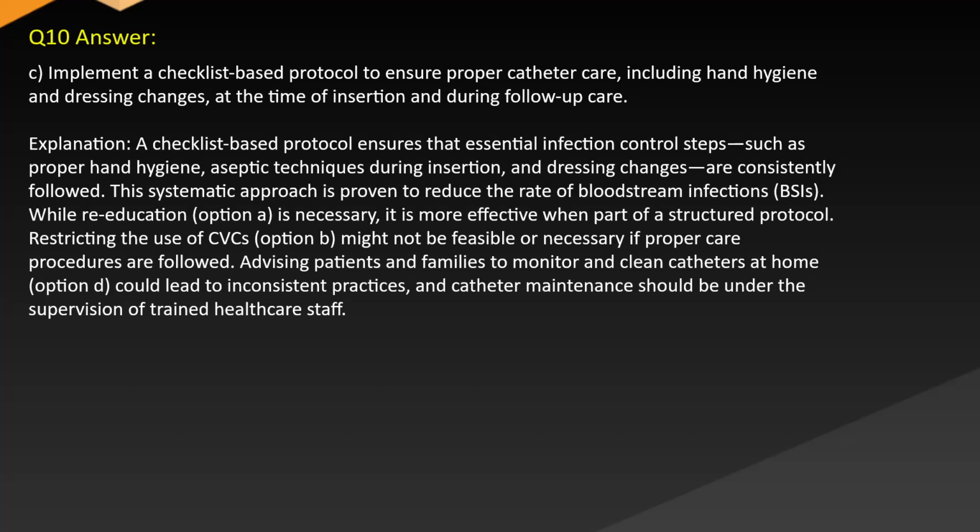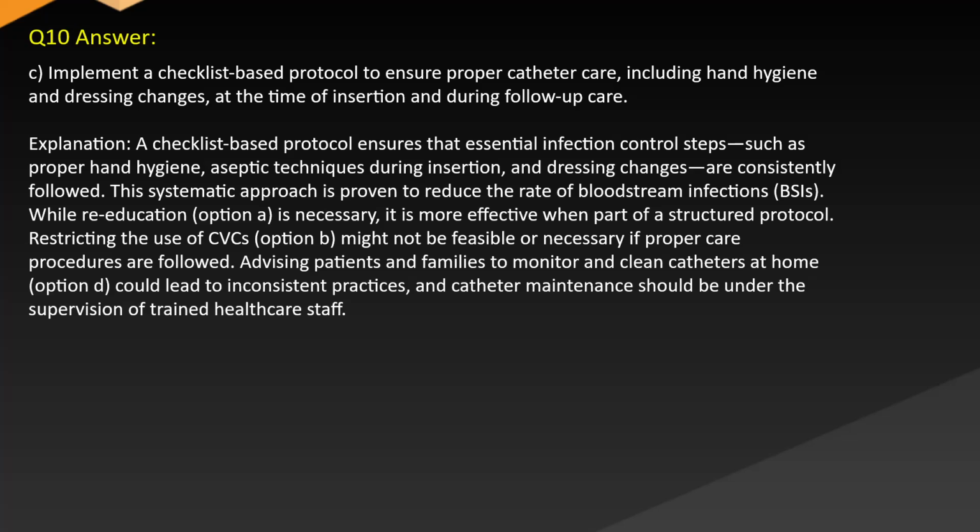Answer C. Implement a checklist-based protocol to ensure proper catheter care, including hand hygiene and dressing changes at the time of insertion and during follow-up care. Explanation: a checklist-based protocol ensures that essential infection control steps, such as proper hand hygiene and aseptic techniques during insertion and dressing changes, are consistently followed. This systematic approach is proven to reduce the rate of bloodstream infection.